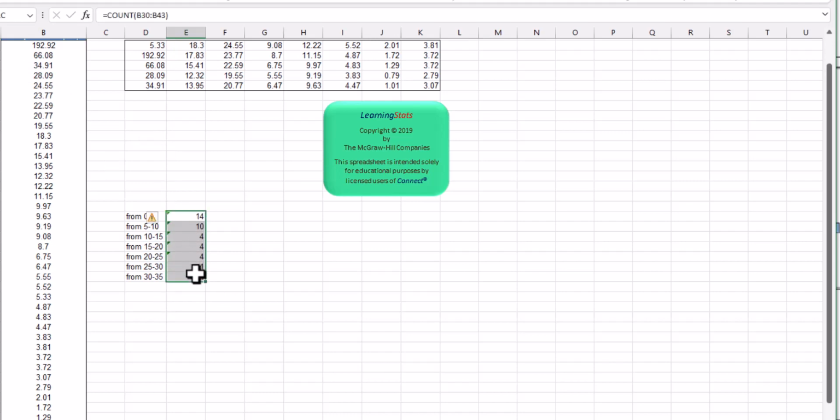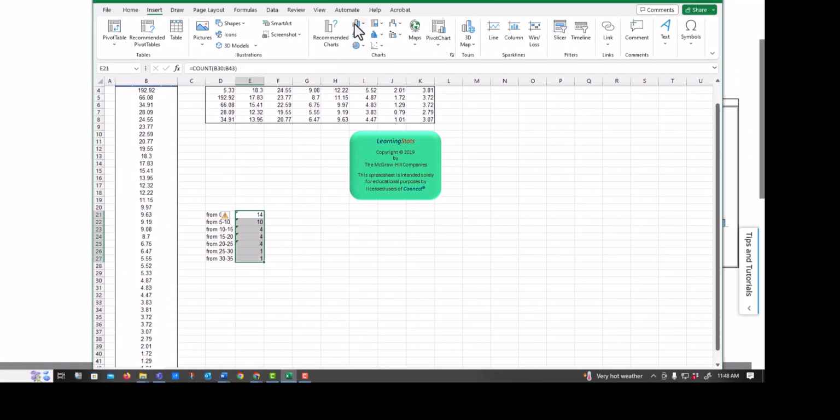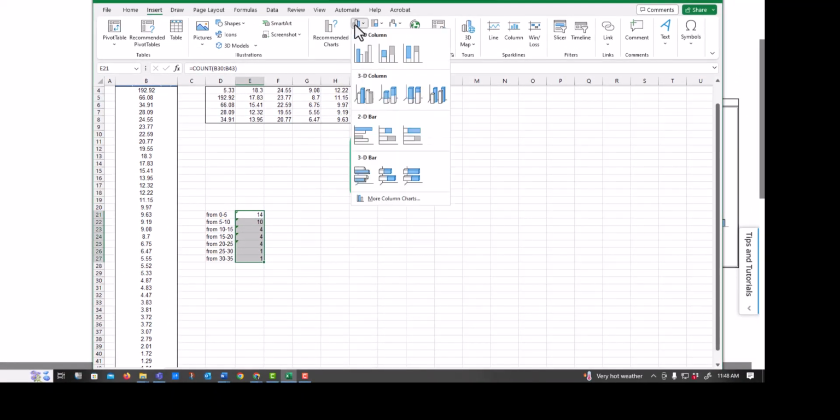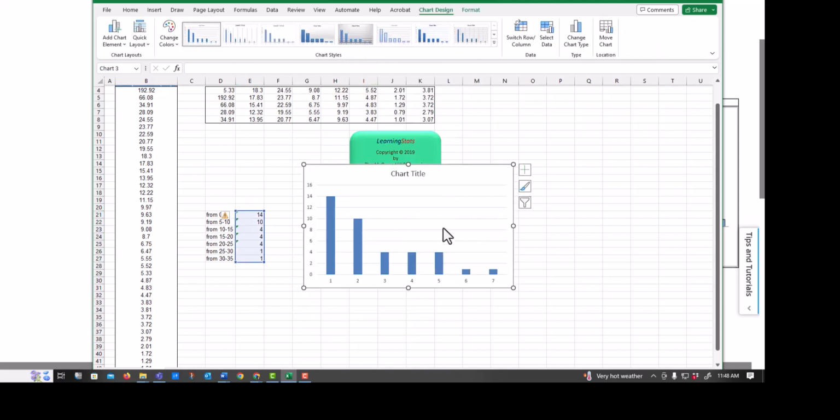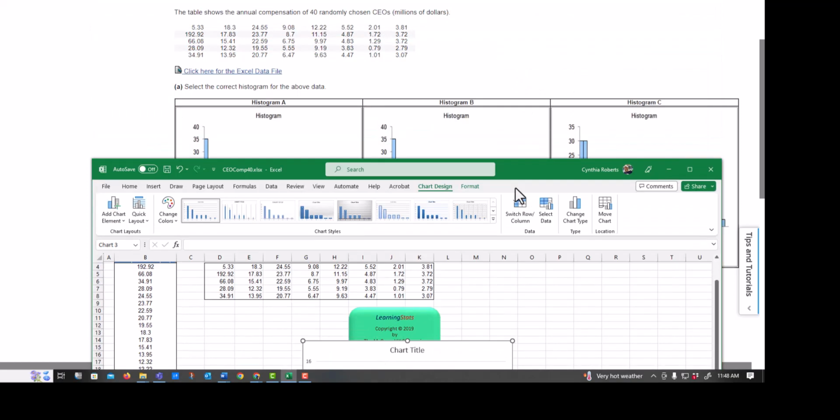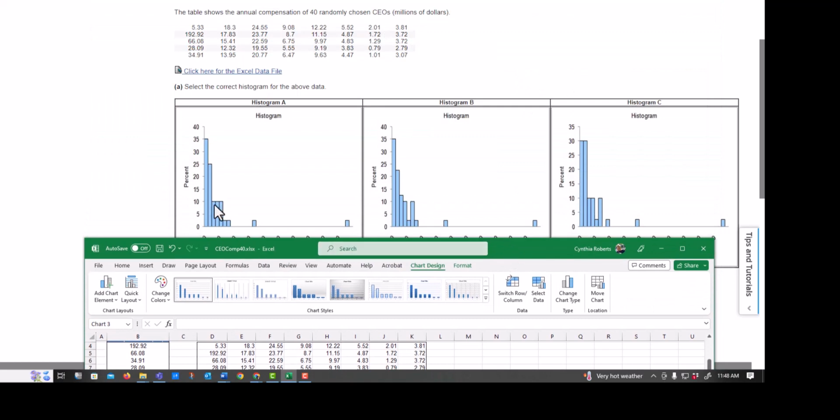And then what I could do is highlight that data. I can go up to the insert and just simply do a bar chart. And you can close these gaps if you want, but what I'm actually looking at, notice there's 3 the same height, and then these 2. So that's how I know that it is that graph.